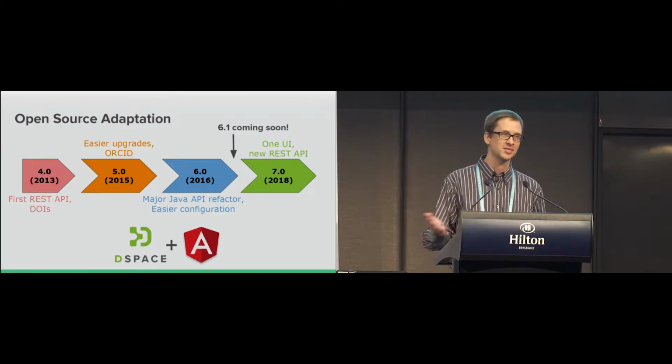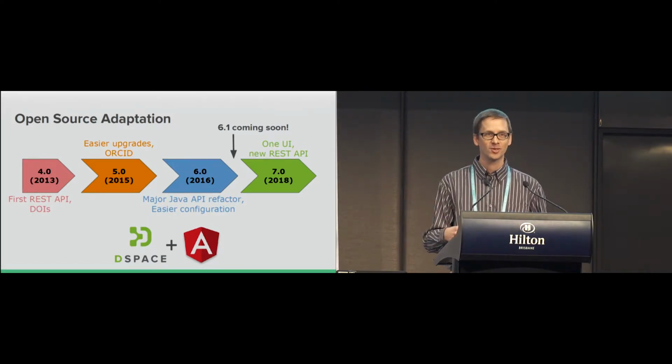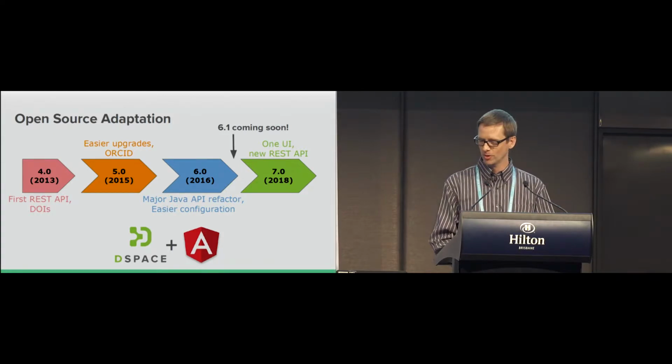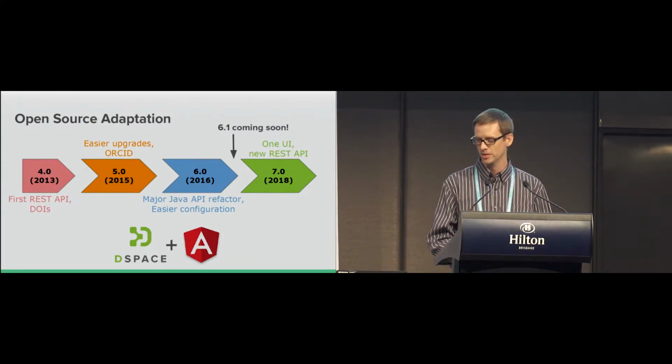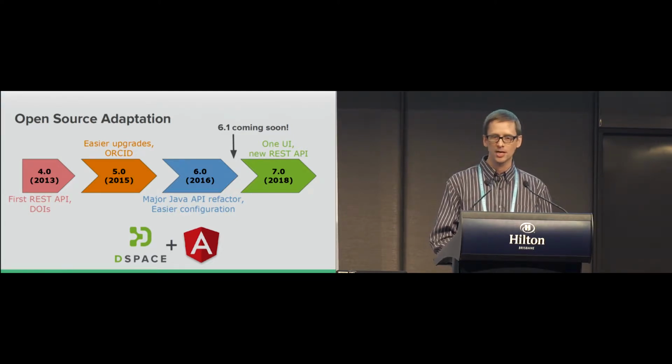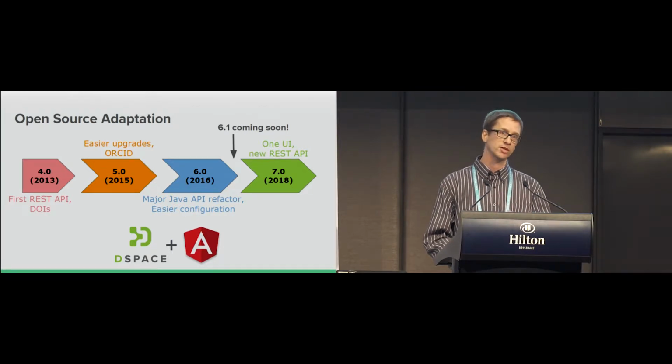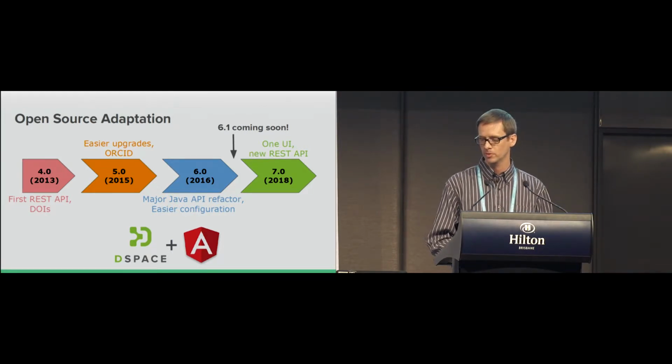As a 15-year-old system, obviously things get a little bit crufty underneath at times. So we're constantly trying to adapt, modernize and improve the platform, make sure that we're as up to date as possible, and refactor our code. This is the history of where we've been the last 4 years. 6.0 is our current latest release, and that involved a major refactor of the Java API underneath, as well as a major refactor of our configuration model to make configuration a lot easier.